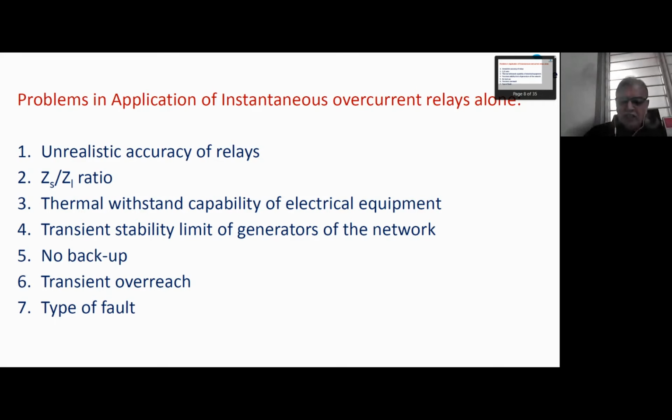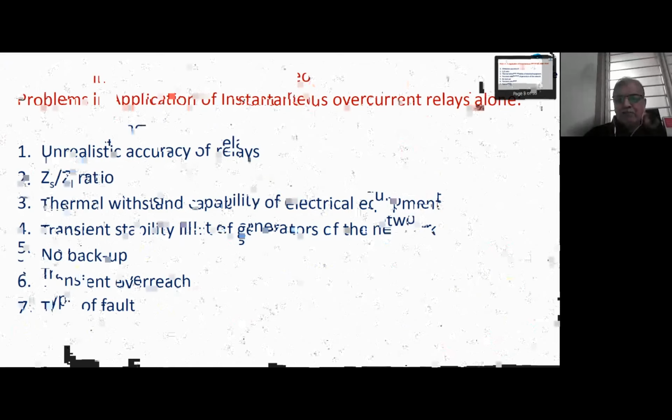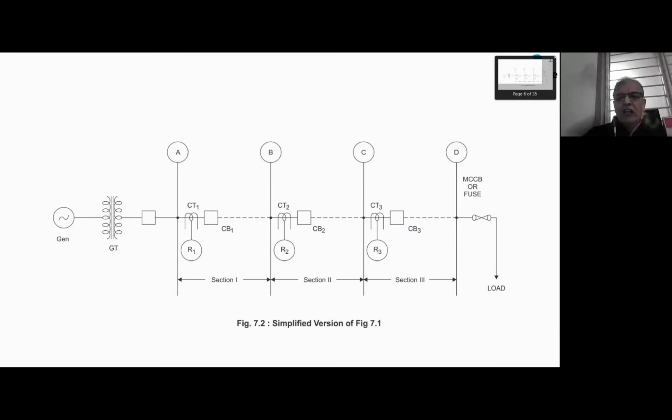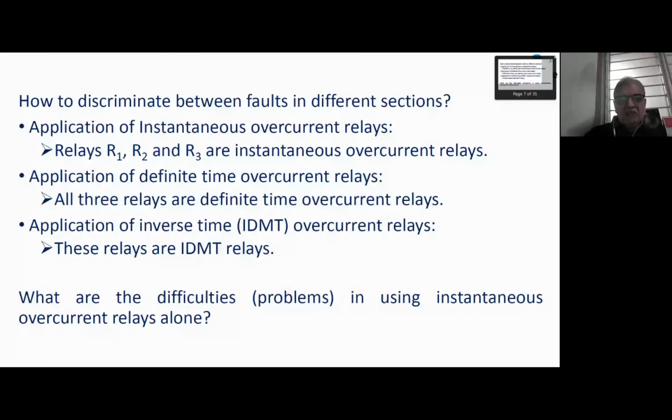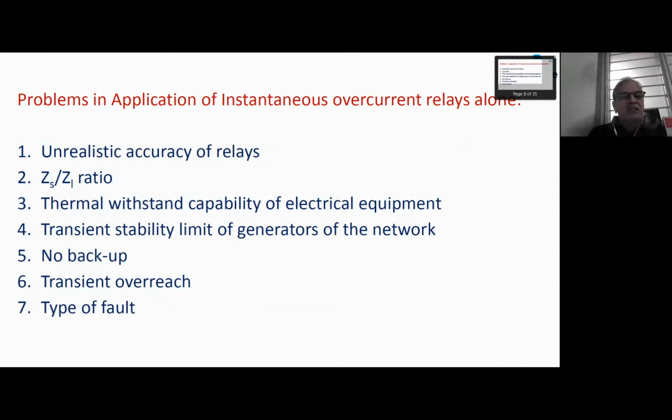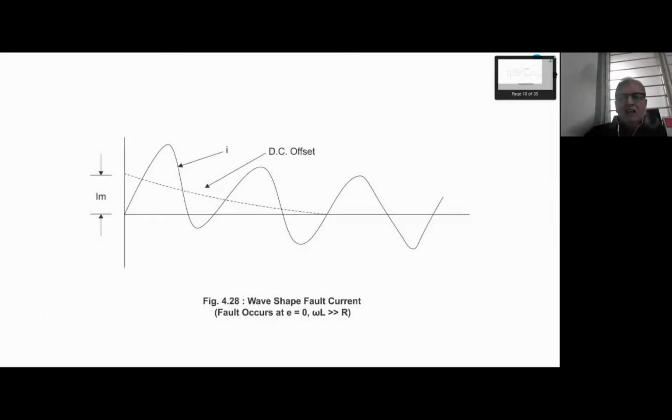Another very important disadvantage is no backup. R1 is reaching only up to B. Therefore, if the fault is beyond R2 and if R2 fails, R1 is not going to give backup. This is very important difficulty. Sixth difficulty is transient overreach. Right? What is transient overreach? Immediately after occurrence of the fault, because of inductance of the system, the fault current is like this.